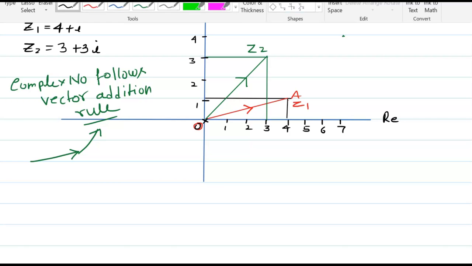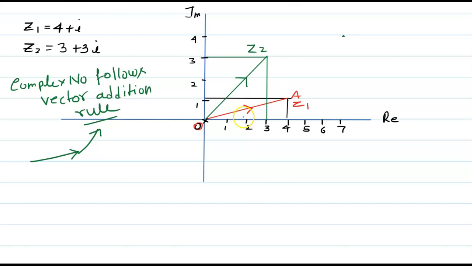I'll show you one by one. z1 plus z2 is 4 plus 3, 7 plus 4i. So we go until 7 and 4i, and we can join them. Now, if we construct this parallelogram, shifting this z2 in this direction, let's take a line from here.